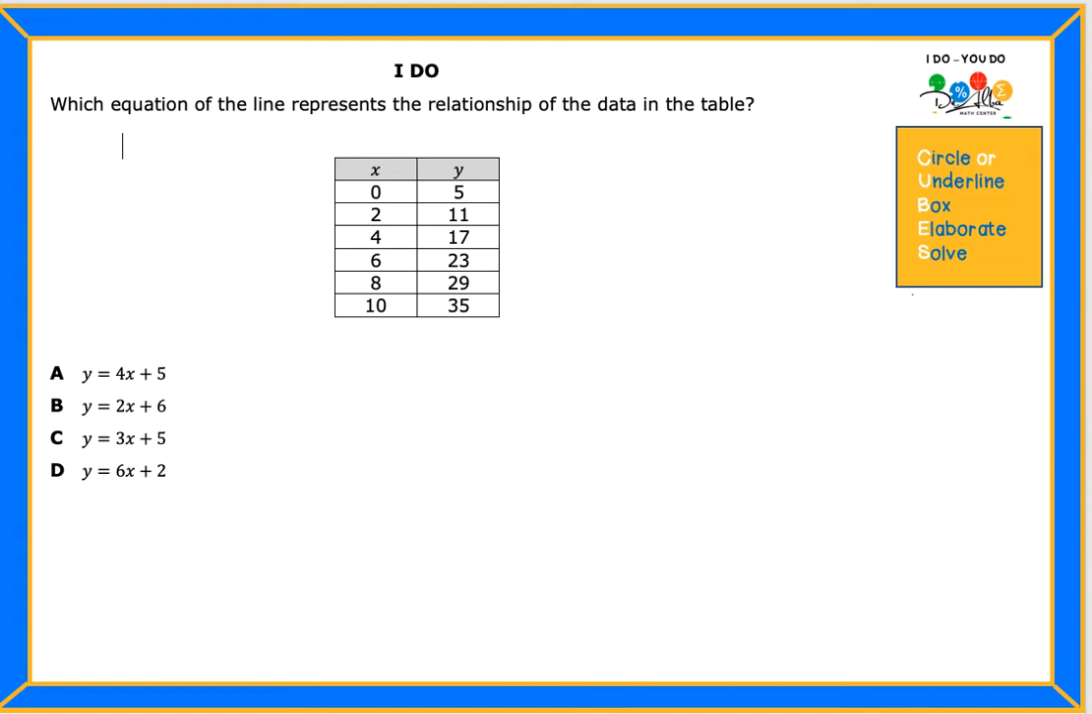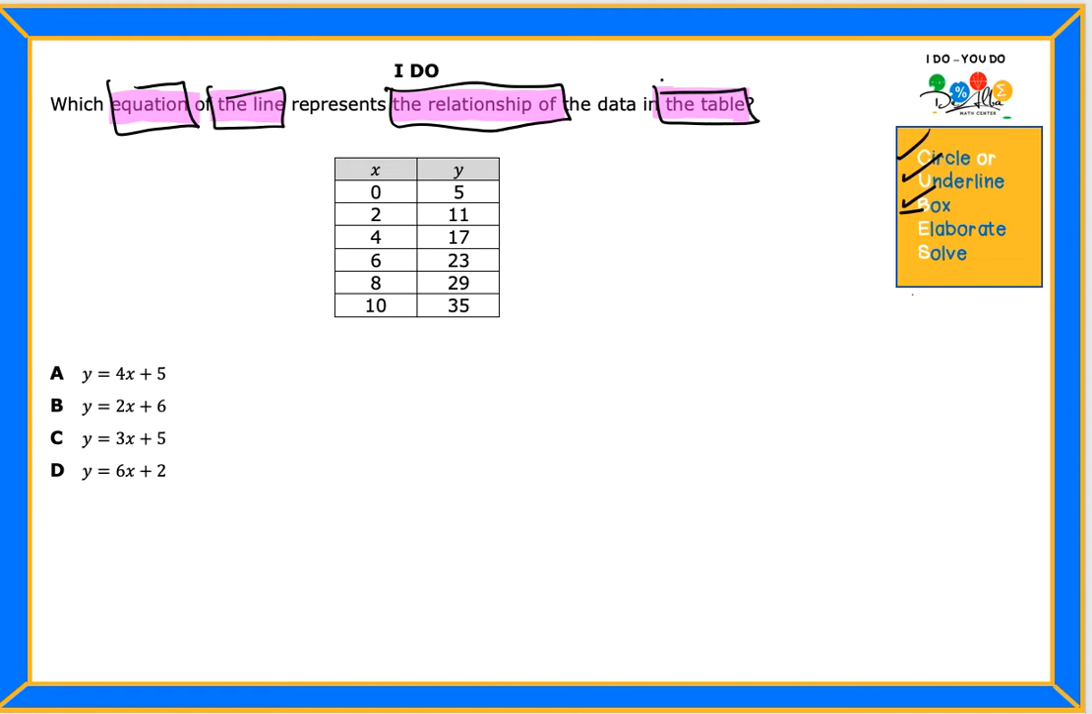Hello students, let's read this question. Which equation of the line represents the relationship of the data in the table? Okay, so the important information here is that we need to find the equation of the line for the relationship of data in the table, just like that. And that is underlining important information. We're gonna just box it to keep it in mind when trying to figure the answer for this question.